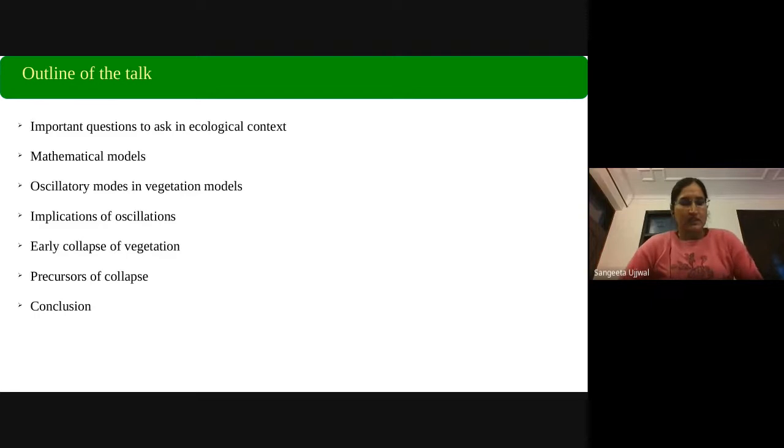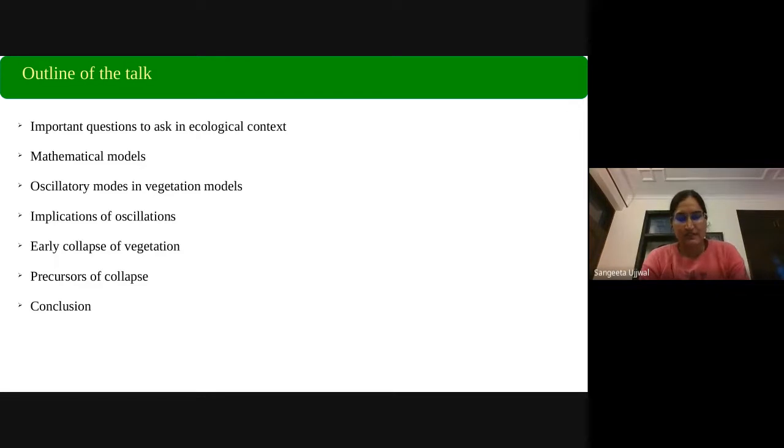So the main question that I'm going to address in today's talk is related to oscillation, because my PhD was related to synchronization and pattern formation in networks of oscillators. So my interest was to look at these ecological models to see if there is a possibility of oscillations or oscillatory modes in such models.